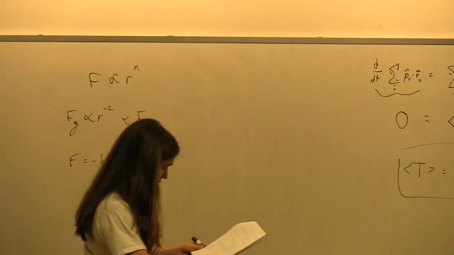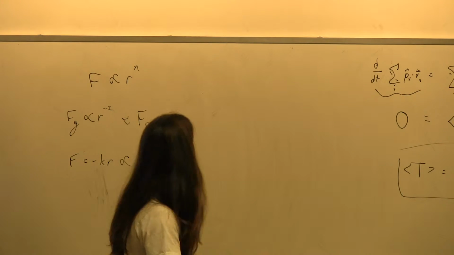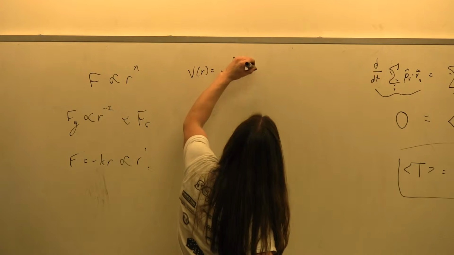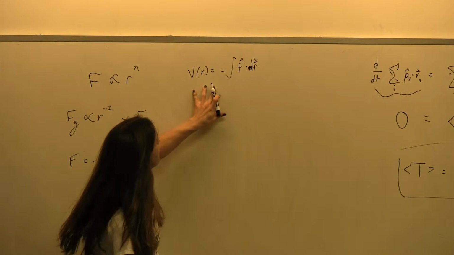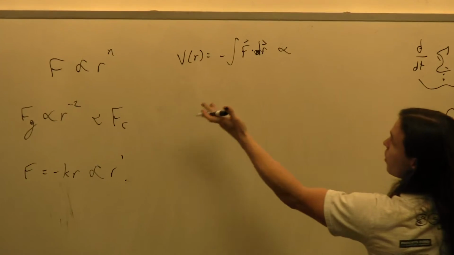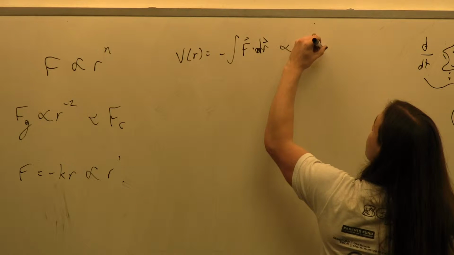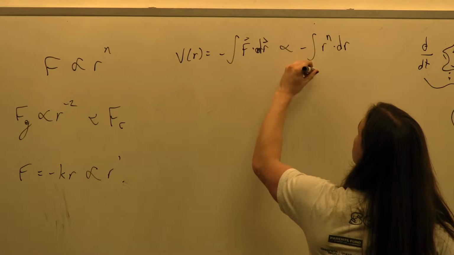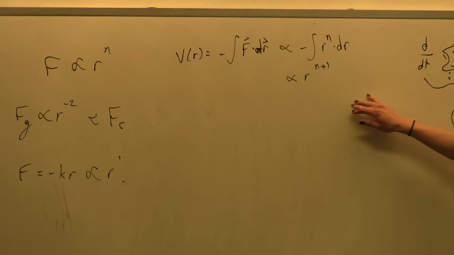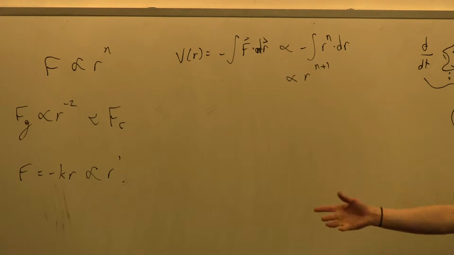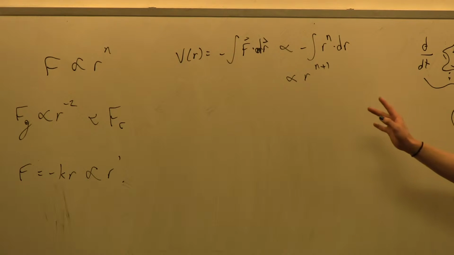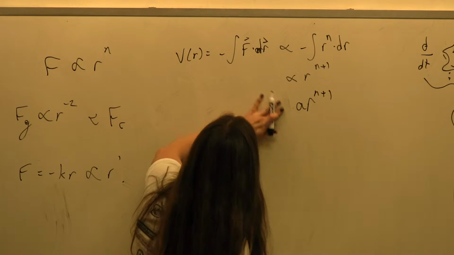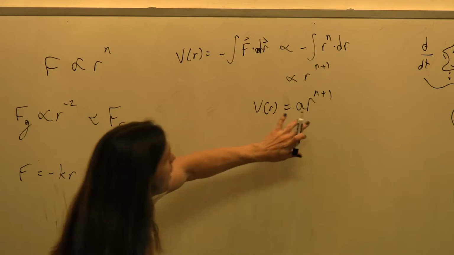Then in this situation, we may express the potential as equal to the minus integral of force dot dr, which is just by definition. And since the force is proportional to r to the n, we have the integral of r to the n dot dr. And this whole thing is going to be proportional to r to the n plus 1, because of just how integrals work. So we're going to name this constant out front a. We're going to say V of r is equal to a r to the n plus 1.